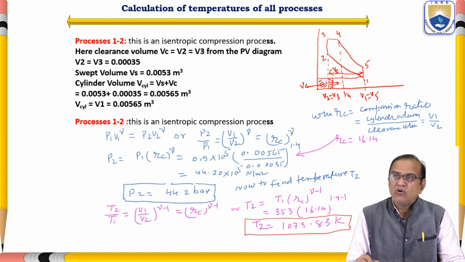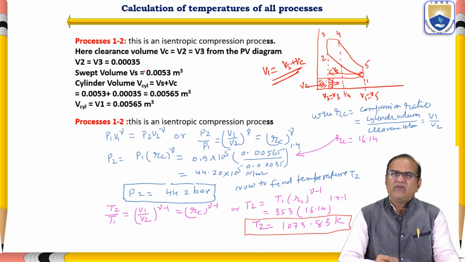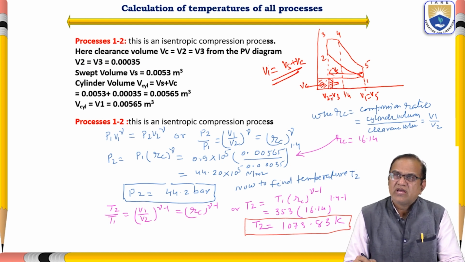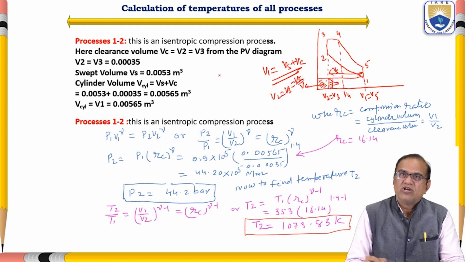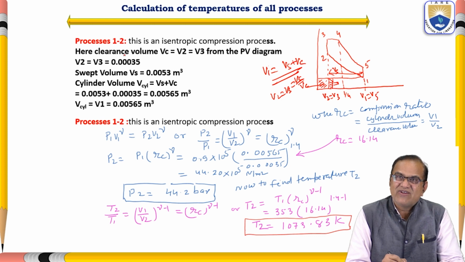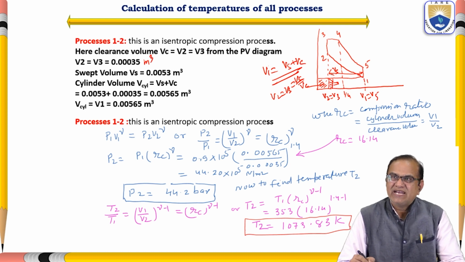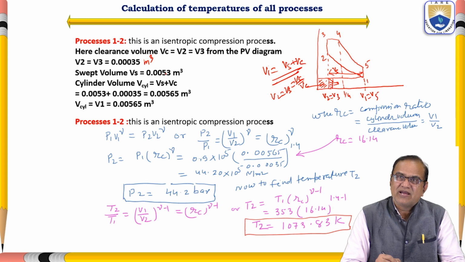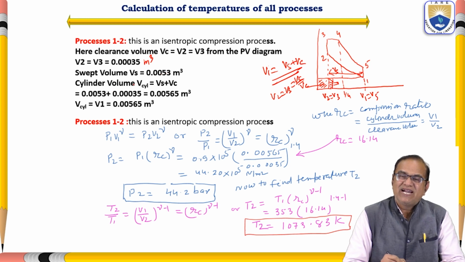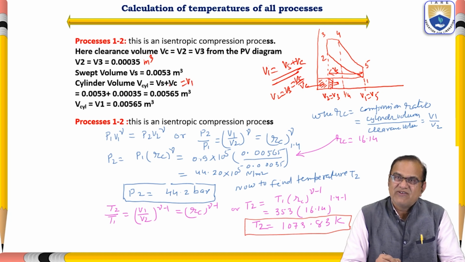So V1 is equal to what? V1 is equal to Vs plus Vc. So here we can see that V2 is equal to V3 is equal to Vc. It is a clearance volume. So this V2 is equal to V3. It is given as 0.00035 meter cube. Swept volume Vs is given 0.0053 meter cube. Cylinder volume, that is Vs plus Vc, and this is equal to V1.